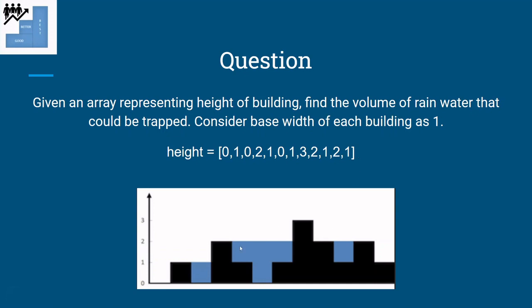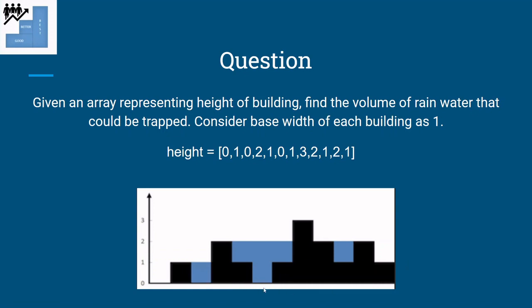We need to determine the trapped water between these buildings. How are we going to do that? So just as a layman thought, if we can determine the area of the water column at each building and then just sum it up, we'll get the answer.